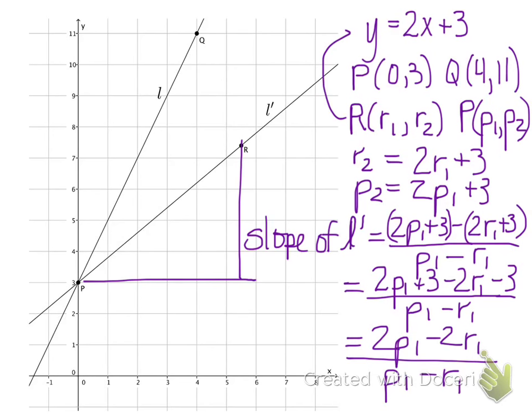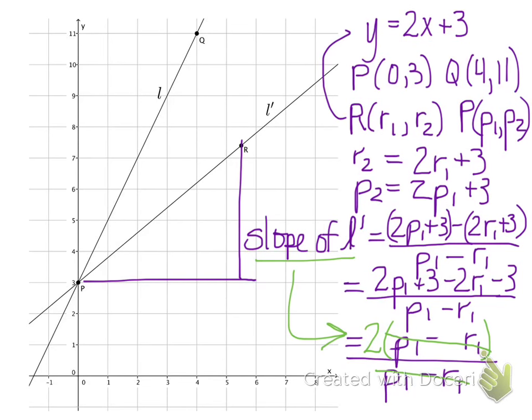If I factor, I can factor that 2 out, and let's just use a different color here, by putting it out front. So this expression and this expression are the same. This is just 2 times the quantity P1 minus R1. And if you notice, P1 minus R1 is the same value as P1 minus R1 in the denominator. So that is a factor of 1. So the slope of L prime we showed to be 2.